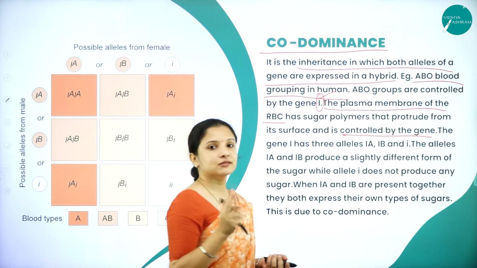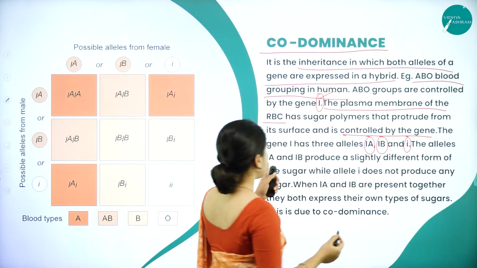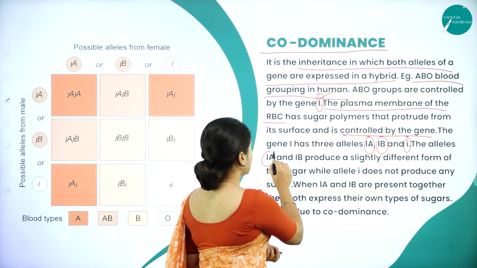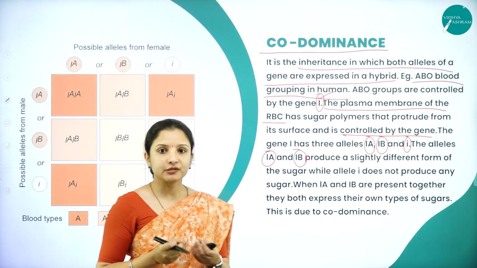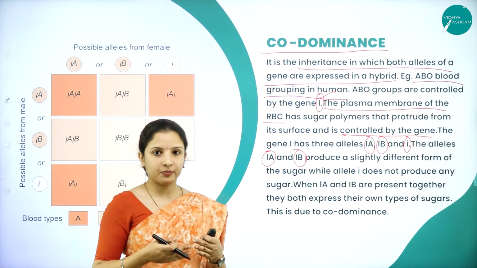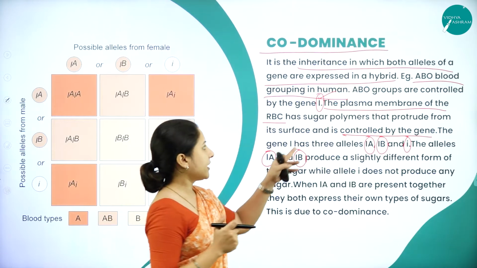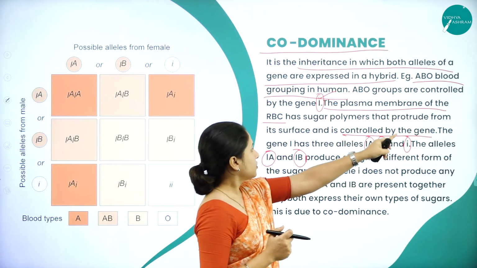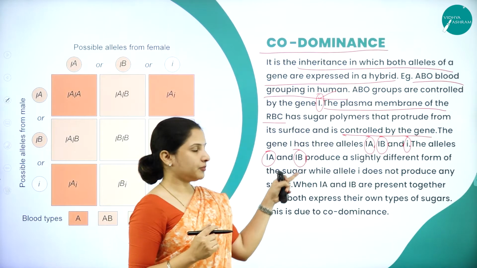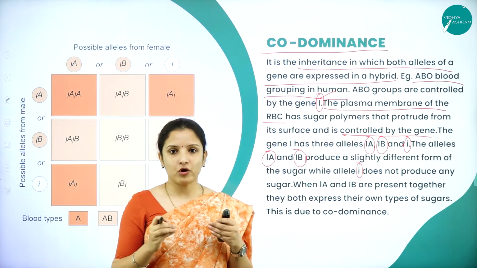The gene I has three different alleles, called IA, IB and small i. The alleles IA and IB produce a slightly different form of sugar. As I told you, the red blood cells are covered by a plasma membrane, and on the plasma membrane sugar is present. The production of this sugar is controlled by the gene I. So in the gene I there are three alleles, IA, IB and small i. IA and IB produce different forms of sugar, while the allele i does not produce any sugar. Why? Because small i is recessive.